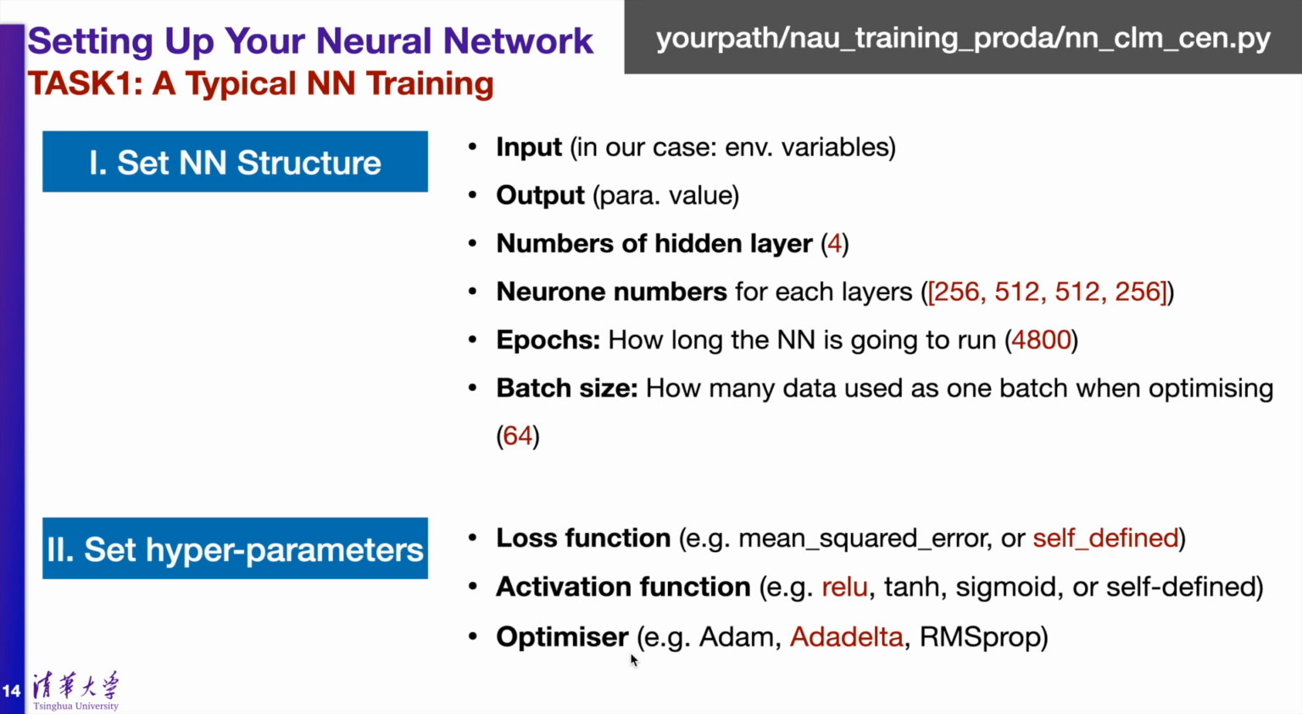If you want to use your own computer to run the neural network, you can download the code package I shared with you and find the Python code via the directory in the gray box. The default setting of the neural network structure has been marked in red in this slide.